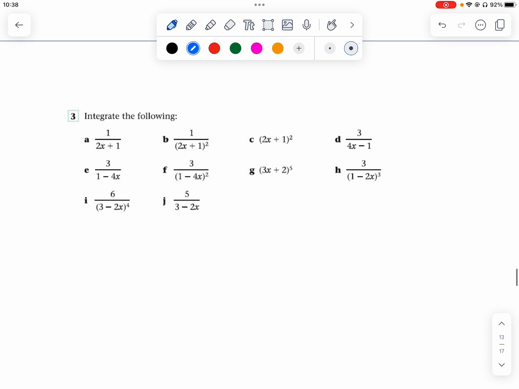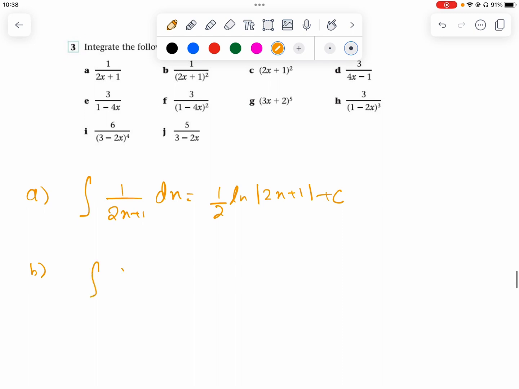Coming to question number 3. Integral of 1 upon 2x plus 1 dx is ln of absolute value of 2x plus 1, 1 upon 2. Then integral of 2x plus 1 whole power minus 2 dx. It becomes 2x plus 1 whole power minus 1 upon minus 1 times 2. Divide by the derivative of the basic function. Don't forget to divide by the derivative of the basic function. The basic function is 2x plus 1, derivative 2. So what does that become? Minus 1 upon 2 times 2x plus 1 plus c.